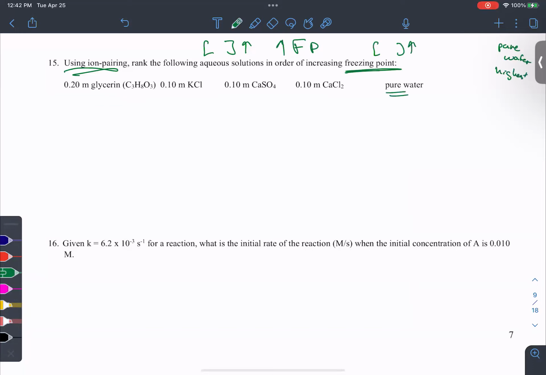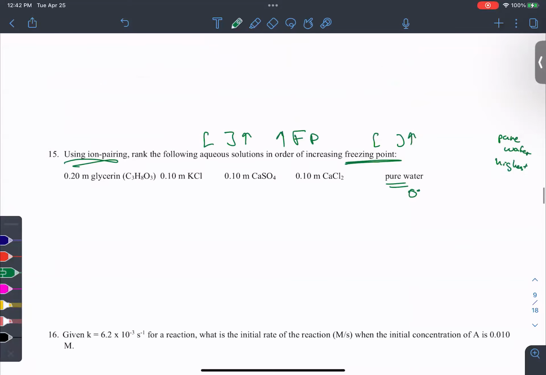Right off the bat, I know that pure water is going to have a freezing point of 0. Everything else is going to have a freezing point less than 0. But we need to think about which ones have the most solute particles present in solution. That will have the lowest freezing point. So if we recall the equation for freezing point depression, delta T freezing equals i m K_f.